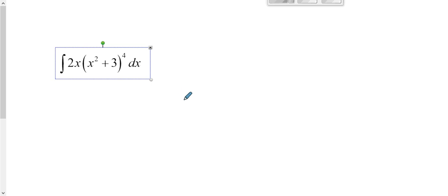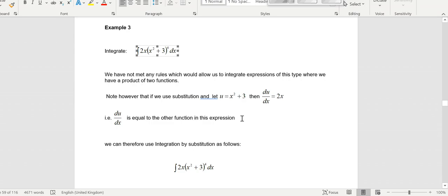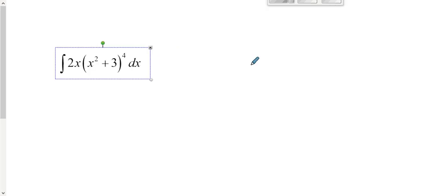So now we're going to move on to example 3. If we have a look at the notes, you can see here, example 3 on page 59, and it's the integral of 2x bracket x squared plus 3 to the power of 4 dx. So let's work through this one.